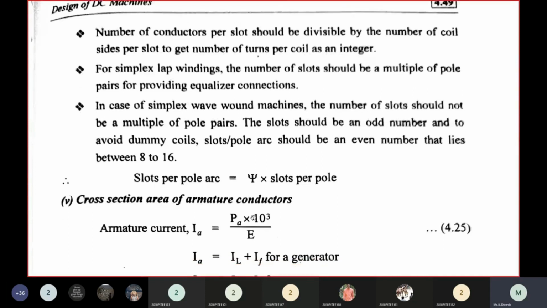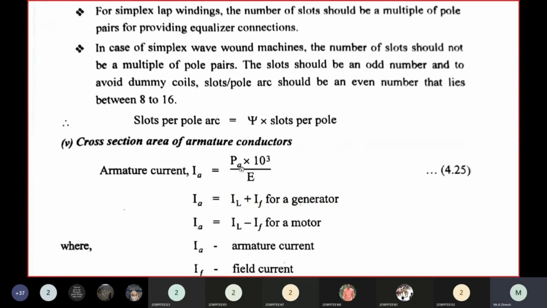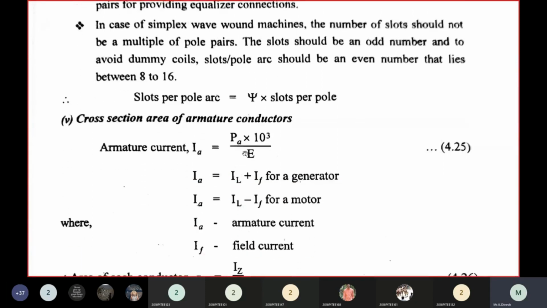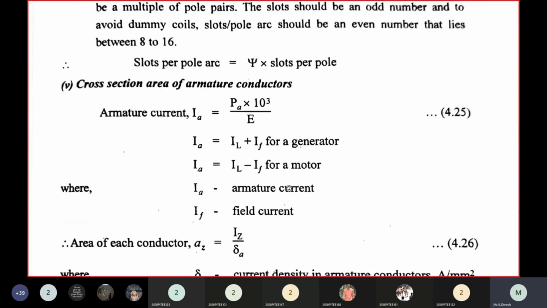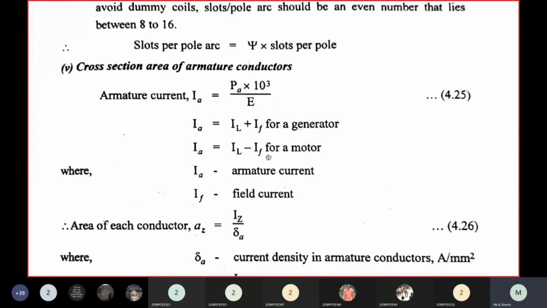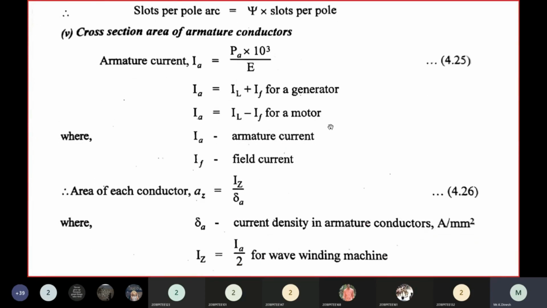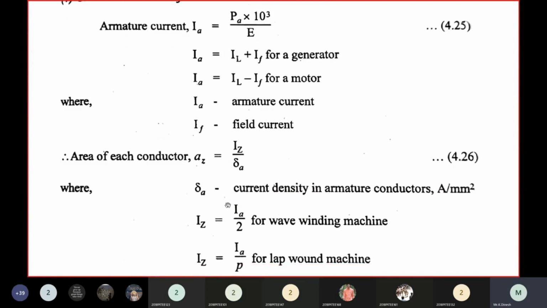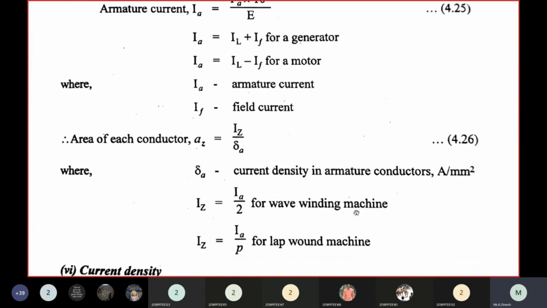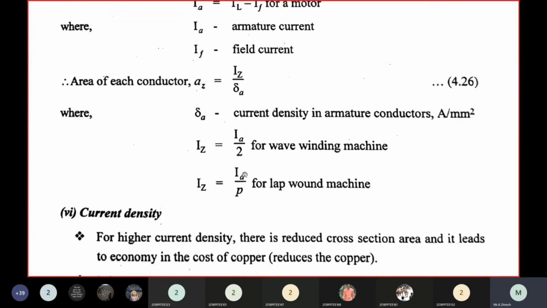Then the cross-section area of the armature conductors: IA is PA into 10 cube by E. We know that the armature current is IL plus IF for the case of a generator, and for a motor it is IL minus IF. IA stands for armature current, IF stands for field current, and the area of each conductor AZ is the conductor's current divided by the current density. Iz is IA by 2 for a wave winding machine, and Iz equals Ia by P for lap wound machines.